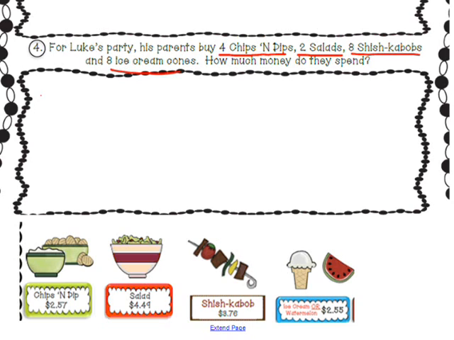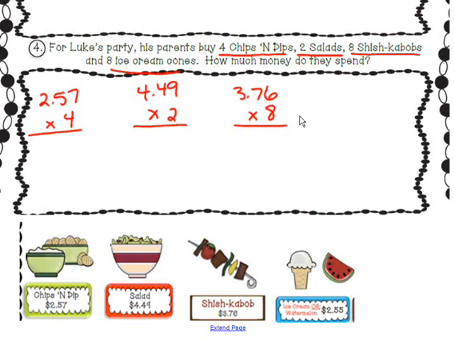Chips and dip. Chips and dip is $2.57. I need to multiply that by 4. Then I've got salads. Salads are $4.49. I need 2 of those, so I'll multiply that by 2. Shish kebabs are $3.76, and I need 8 shish kebabs. And ice cream cones, $2.55. I also need 8 ice cream cones. Now I'm ready to multiply.